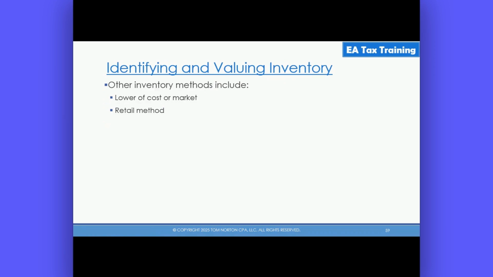There are other methods. So the method we were just talking about was the cost method, and then we had those different ways of determining the cost. But you could also use something called the lower of cost or market method or the retail method. You might get a question about each of these. You don't have to know them in depth, but let's just understand what they are.